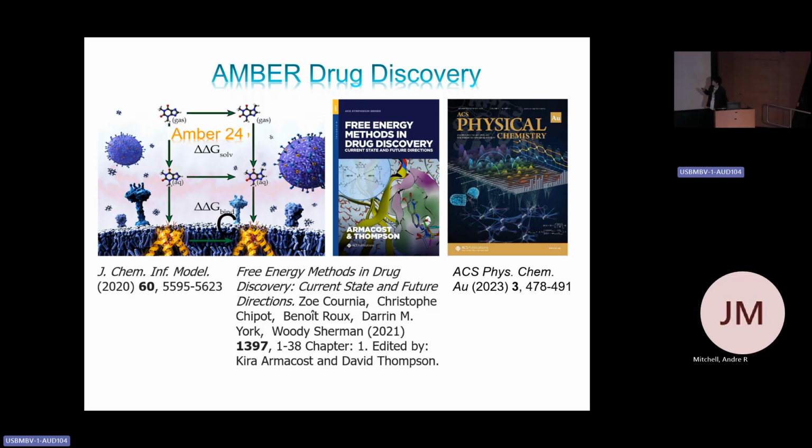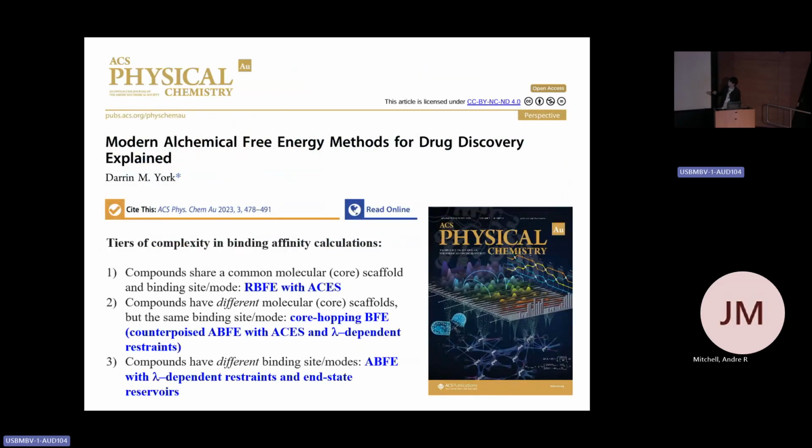Recently, Darren published a review paper on modern alchemical free energy methods for drug discovery. Pretending it's my paper, okay? In this paper there are several discussions about various aspects, such as which method you should use for your free energy, whether it's equilibrium sampling or non-equilibrium work methods, and what kind of criteria we should look for when we analyze our free energy simulations. There is also discussion about the different tiers of complexity in binding affinity calculations.